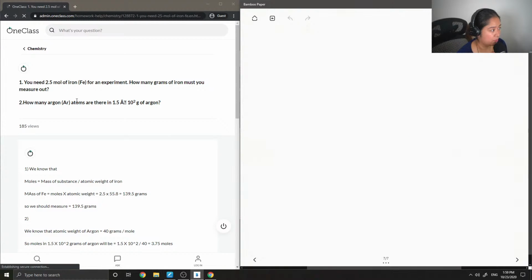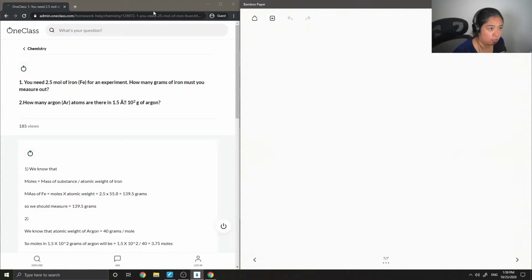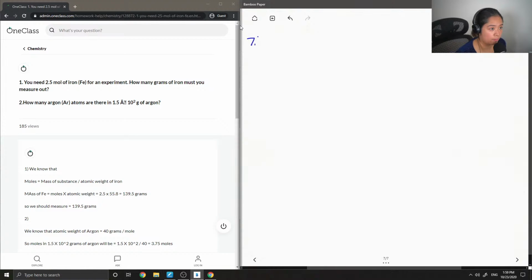Okay, so now let's move on to question number 7. So it is a 2-part question. The first part asks, you need 2.5 moles of iron for an experiment. How many grams of iron must you measure out? So I'm going to write down what we know. We know the number of moles of iron is equal to 2.5 moles.